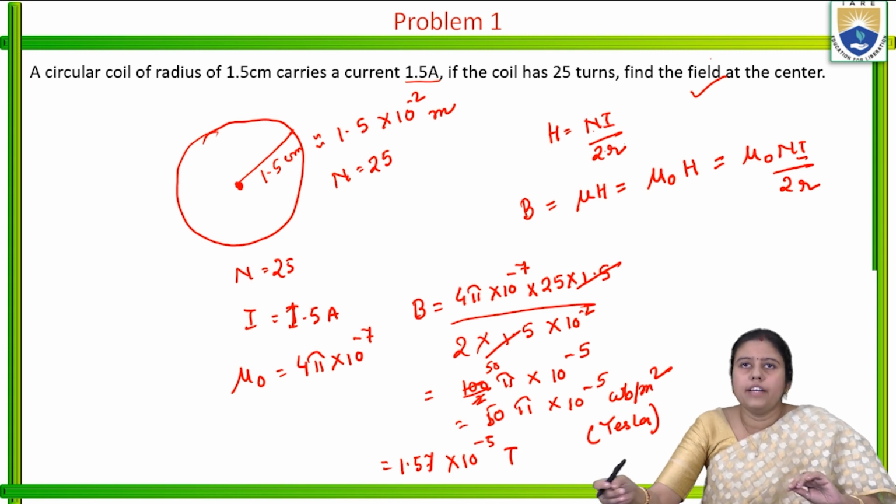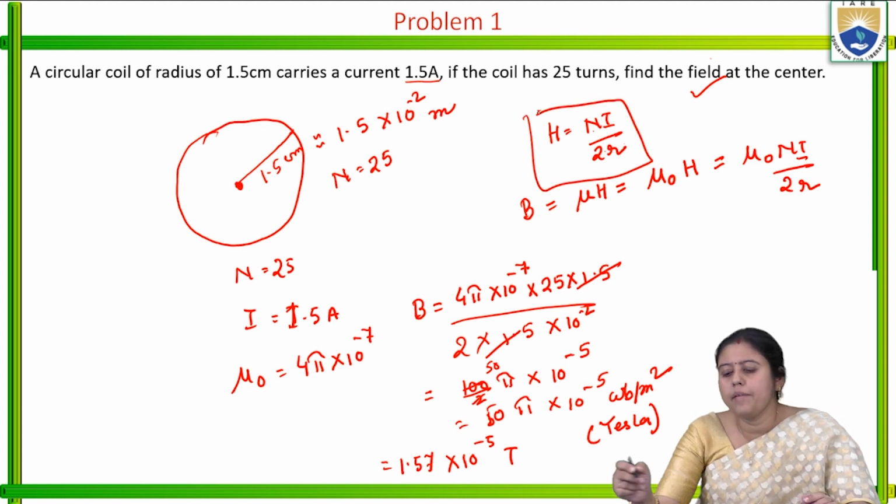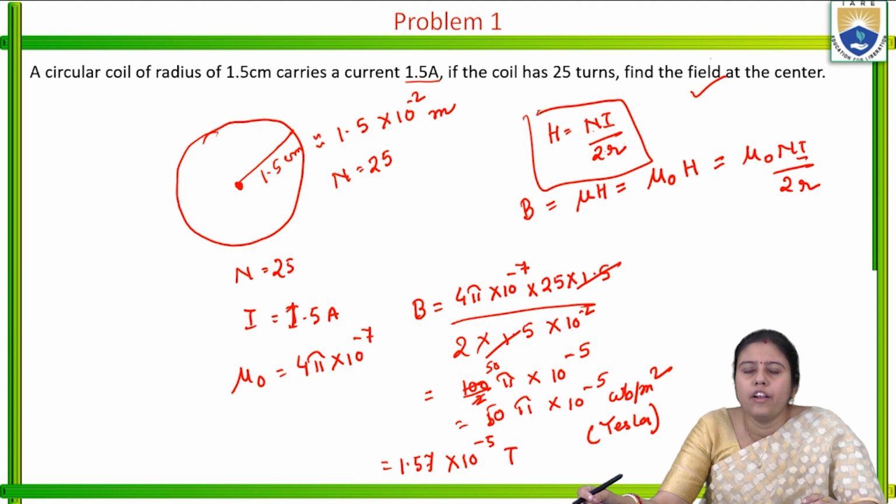So we are calculating the field at the center. The formula is H is equal to Ni by 2R. We put in the values and we can get the answer.